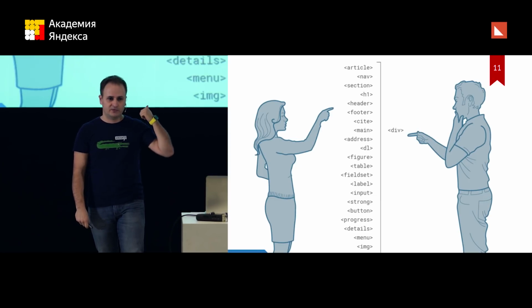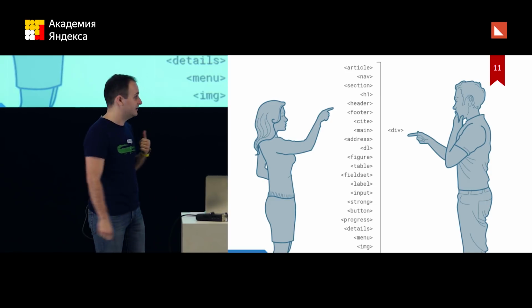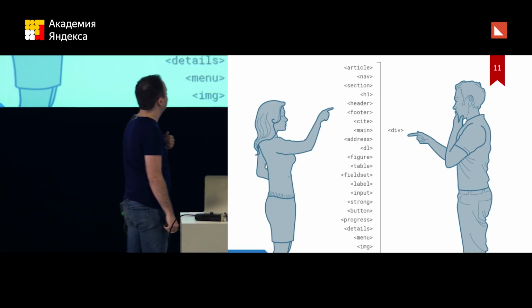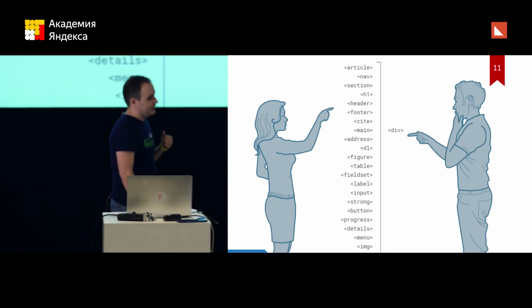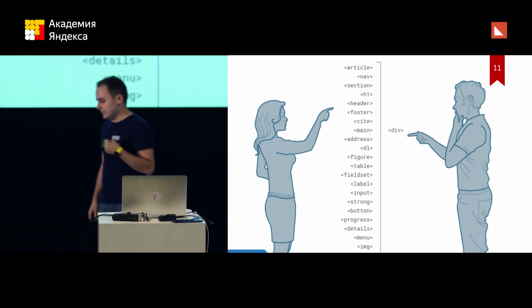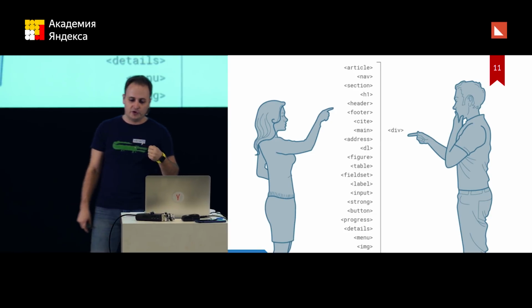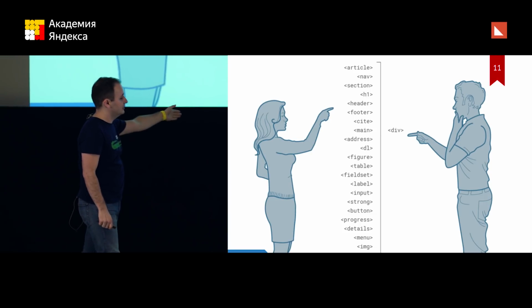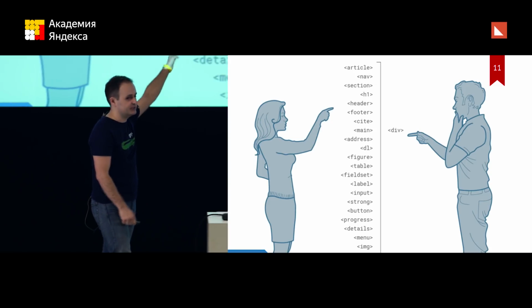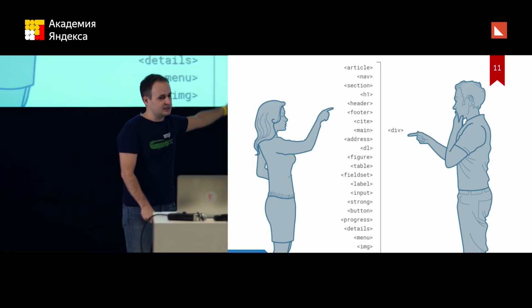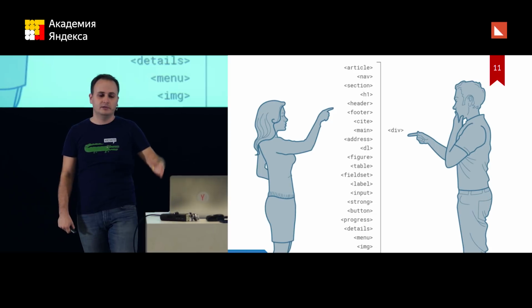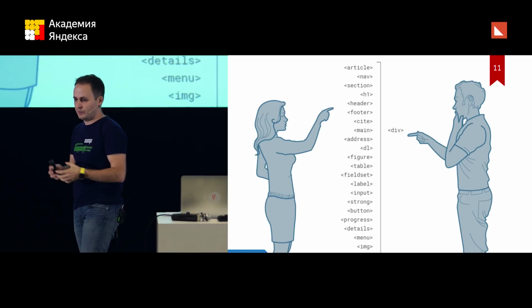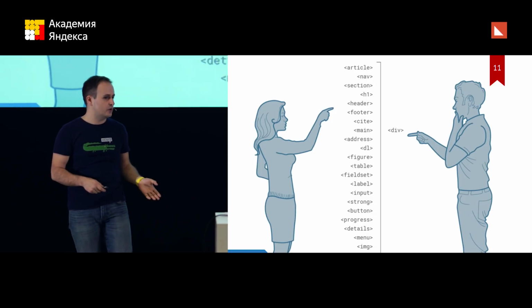So semantics for a typical developer looks like this. And I'm not trying to tell you that you have to know every tag on the left side, but you have to know much more than just a div. And please learn the main language of the web, HTML. And why is it so important?